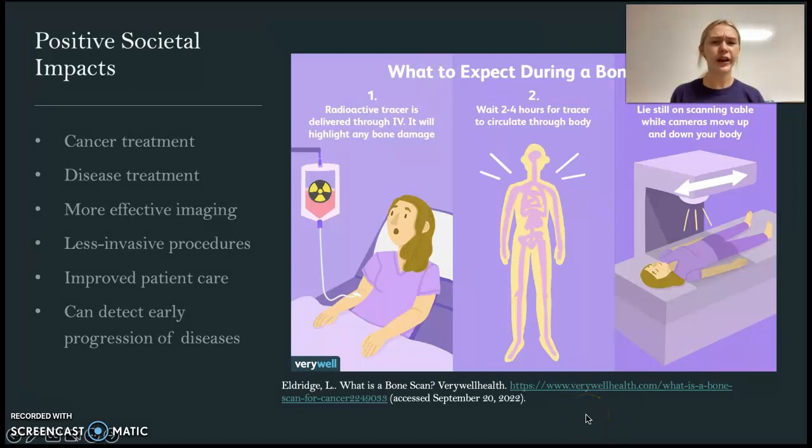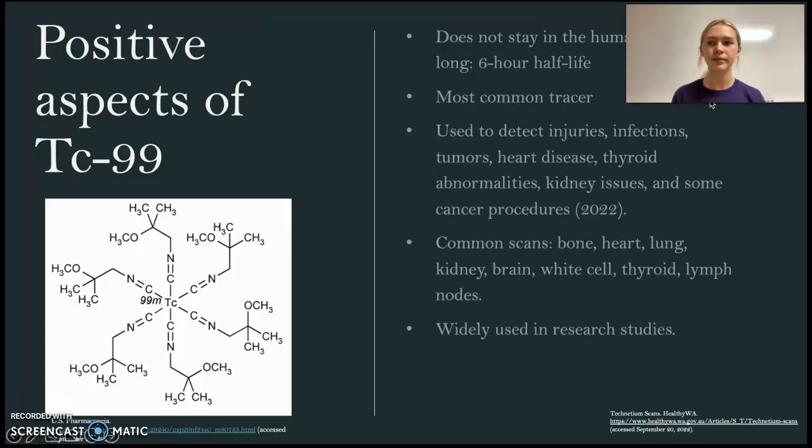And this is just a little diagram showing you what to expect during a bone scan. So the radioactive tracer would be given. You would wait a few hours for it to go through the body, which is decay, and then you would go through the scan. And then eventually it all comes out. Usually the ones with less of a half-life come out quicker, so they're not in the body for very long.